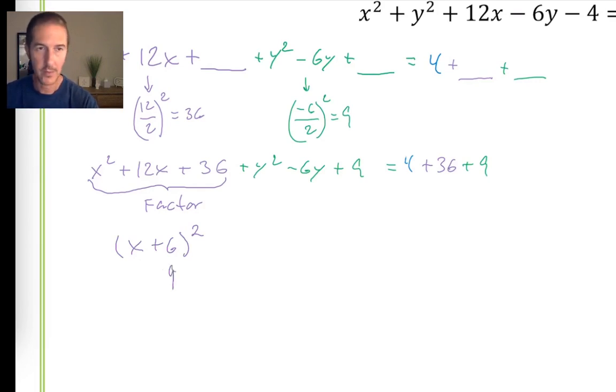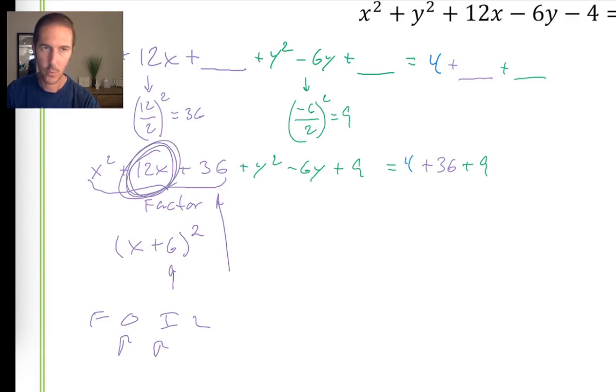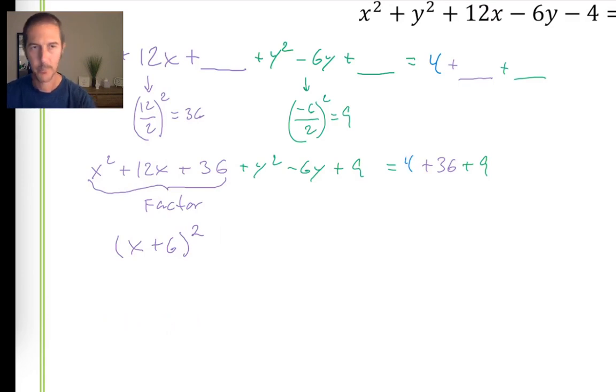What's 6 times 6? That's the L in the foiling process. It's 36. And what's the O and the I terms in the foiling process? That's going to be a 6x plus 6x, which makes 12x. Isn't that nice? The fact that we got to write that as x plus 6 squared is why we called this part of the process completing the square. We created that 36 so that when we factored it, it would turn into a square.